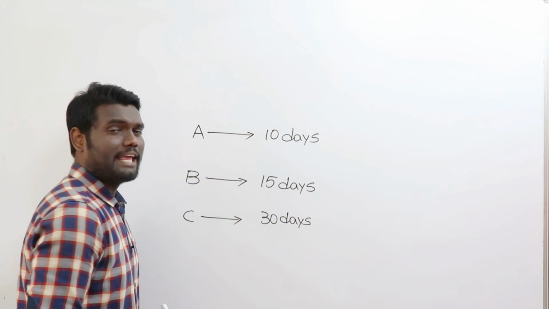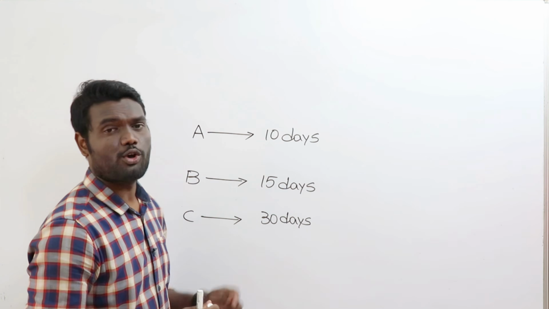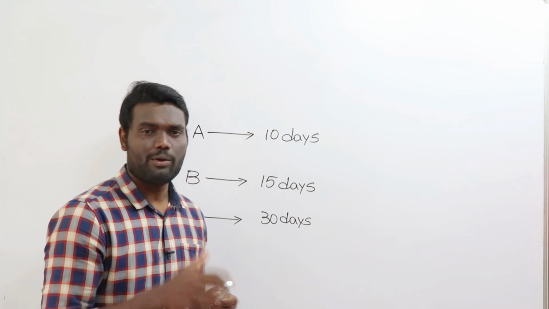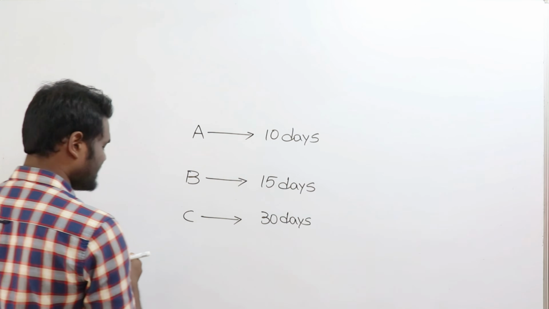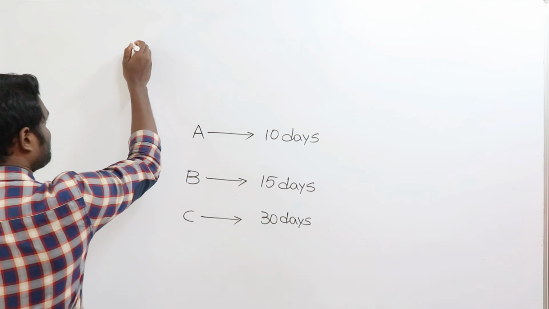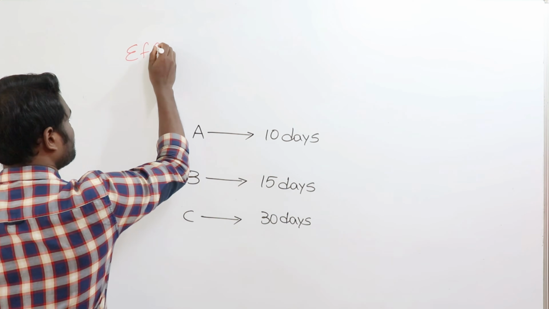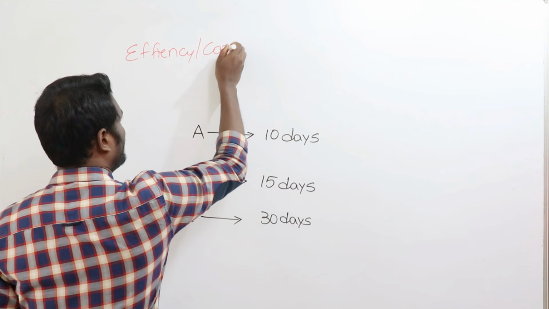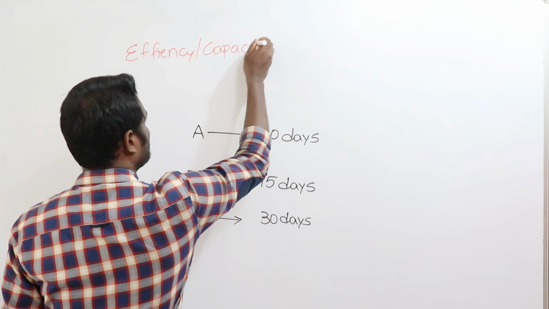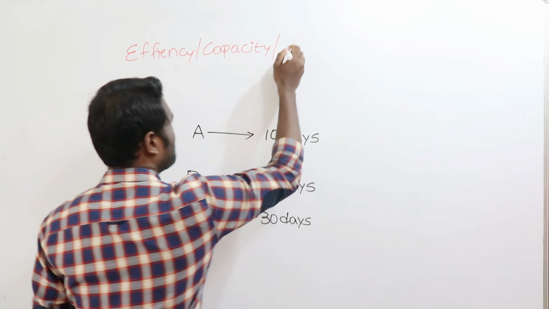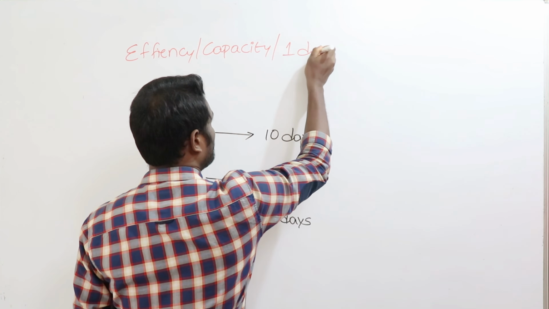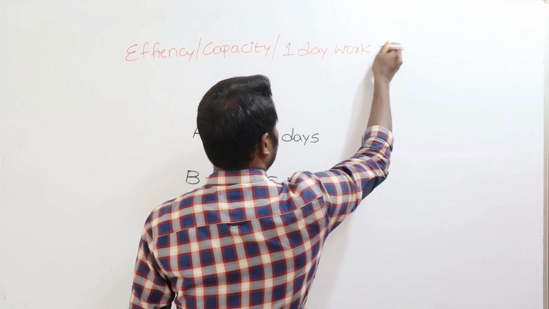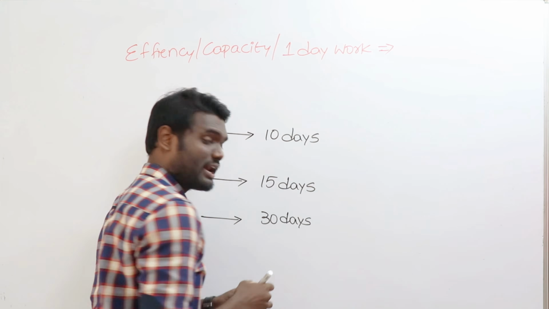Let us say, for example, someone asks us what is the efficiency of A. Efficiency is nothing but 1 day work. Efficiency or capacity or 1 day work, all are the same.